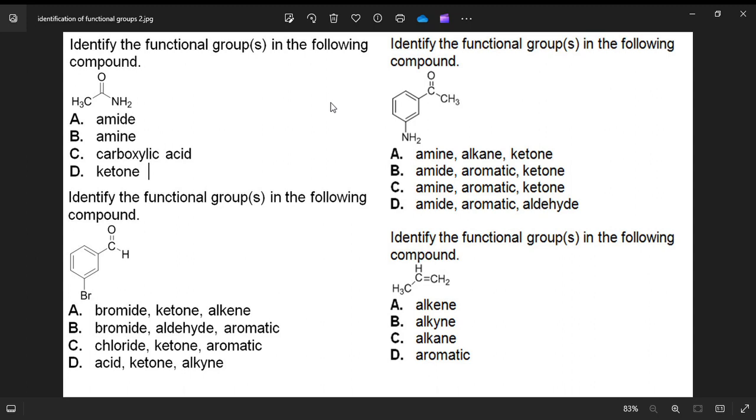At least first and foremost, I have to knock out carboxylic acid. Why? In question 1, carboxylic acid has COOH. I'm not seeing anything COOH here, so I knock it off. I'm left with A, B, C. Then I remember ketone. A ketone is a CO group. Am I seeing CO here?